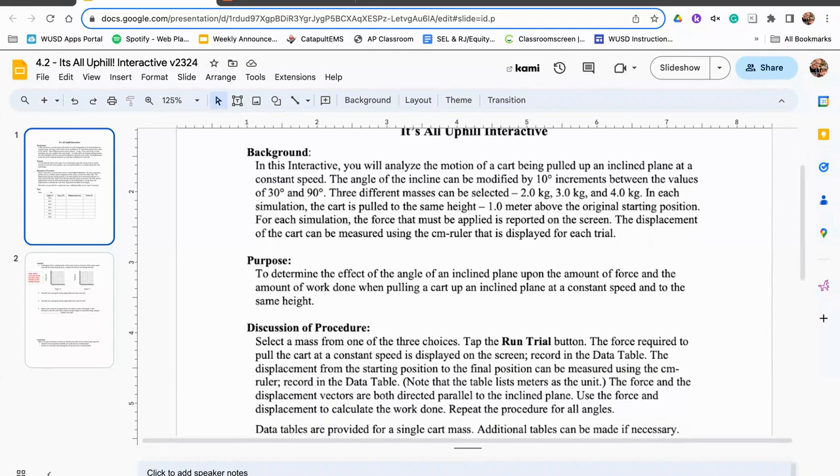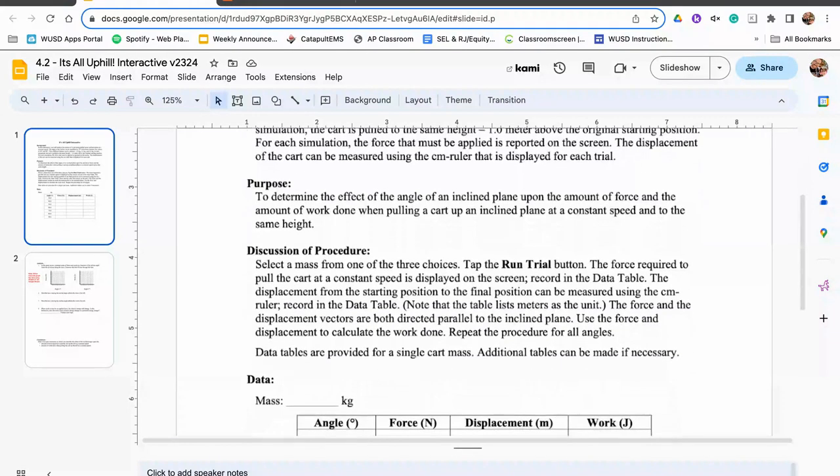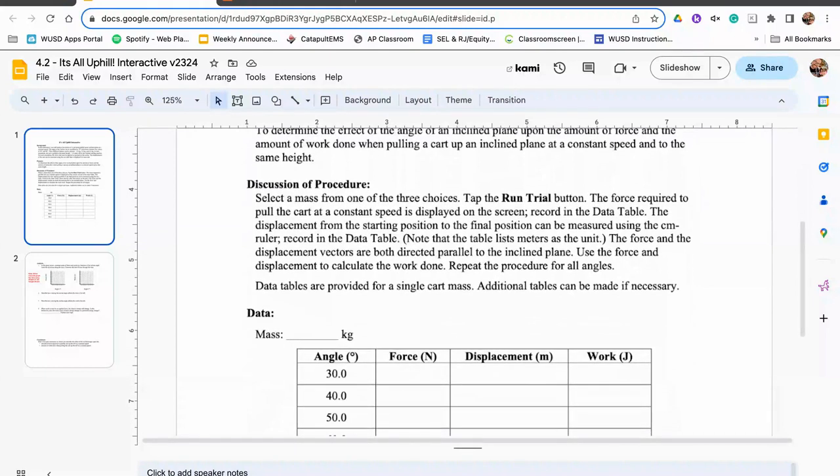So we'll jump down straight off to the purpose. The purpose is just to figure out how the angle on an inclined plane affects the amount of force and by proxy the amount of work that is done to pull a cart up an inclined plane at constant speed. And so if you scroll down to the procedure, you'll see that you'll use the virtual interactive. You get to pick one of the masses, press run trial. It will tell you the amount of force that's required to pull the cart up the ramp. And so you'll record that value.